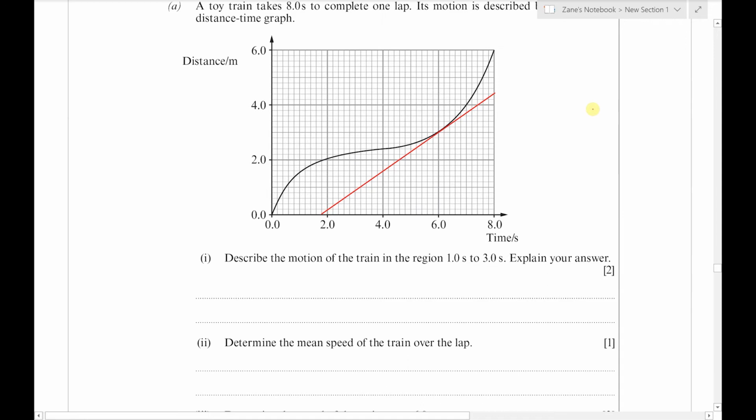First of all, we're asked to describe the motion of the train in the region from 1 second to 3 seconds. So 1 second is there, 3 seconds is here, and we can see in that region that the gradient of the line is decreasing, and the gradient of a distance time graph gives us the speed. So we're simply going to say that the speed is decreasing. We could say that the train is decelerating, and the reason we know is because the gradient is decreasing.